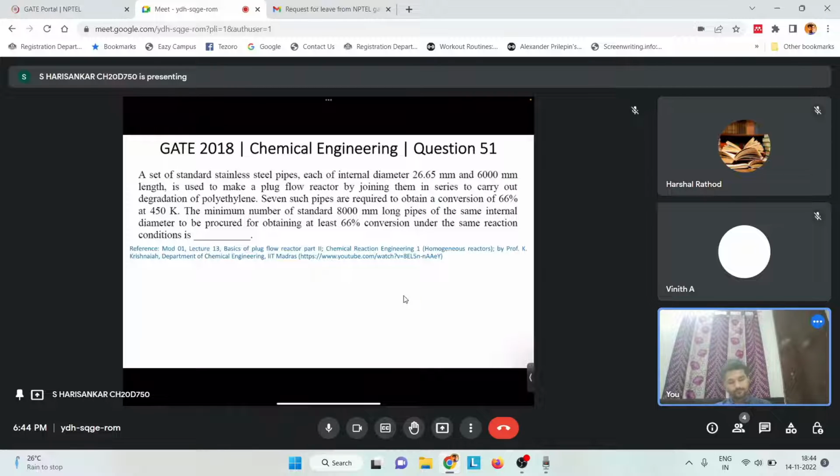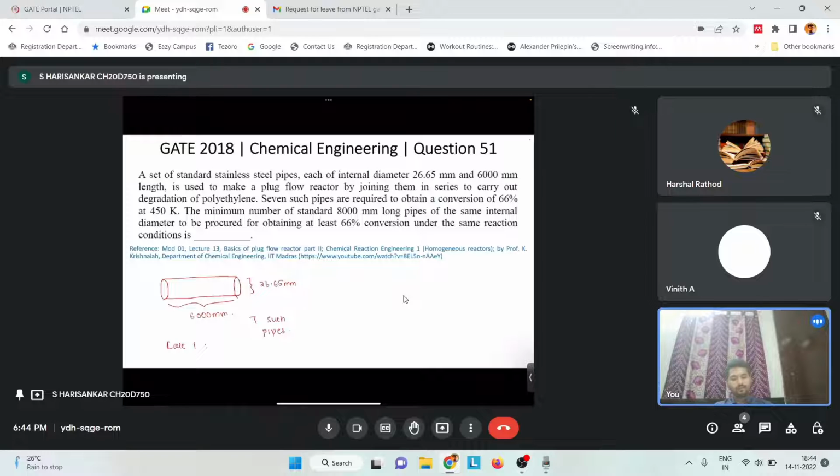So here, in this question, it is said that they have used stainless steel pipes to make a plug flow reactor. So in case 1, this is the dimension of the pipes they have used. The inner diameter will be 26.65 mm and the length of the pipe will be 6000 mm. So they have joined 7 such pipes in series and they have made a plug flow reactor.